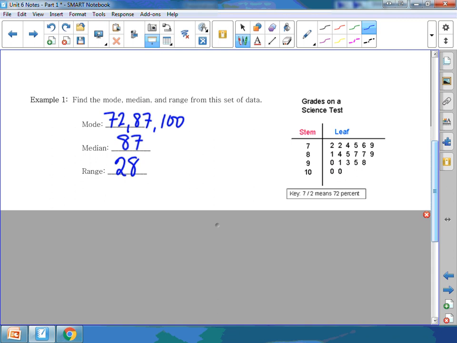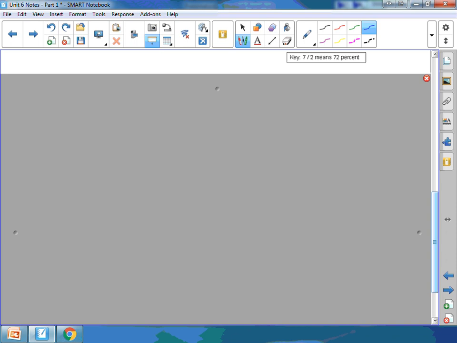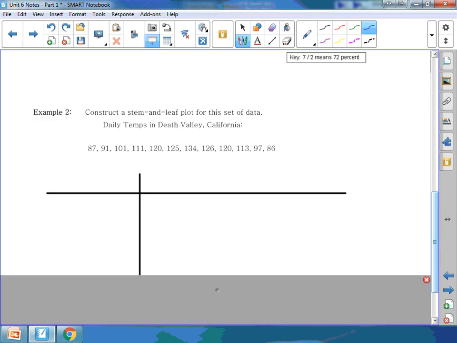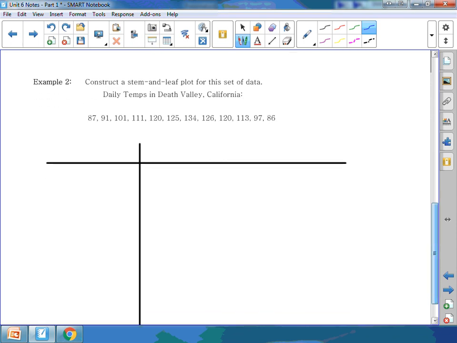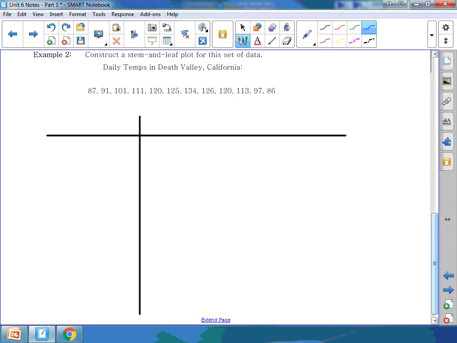Okay? So that's something you're going to do tonight. You're going to look at a stem and leaf and then find those numbers. The other part is you're going to actually create one. And that's what we're going to finish off with right here. So we look at this data, and we're talking about daily temperatures in Death Valley, California. So it's going to be warm there.